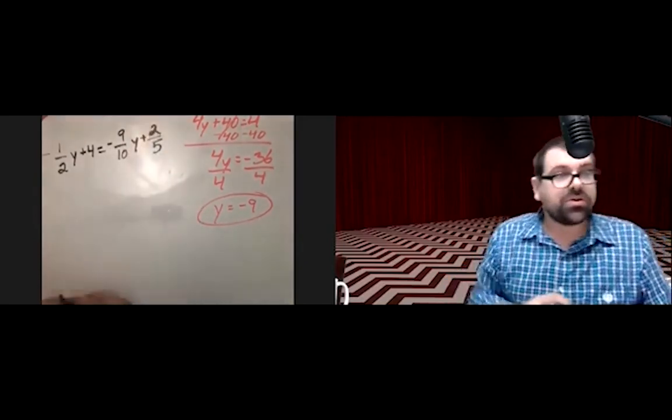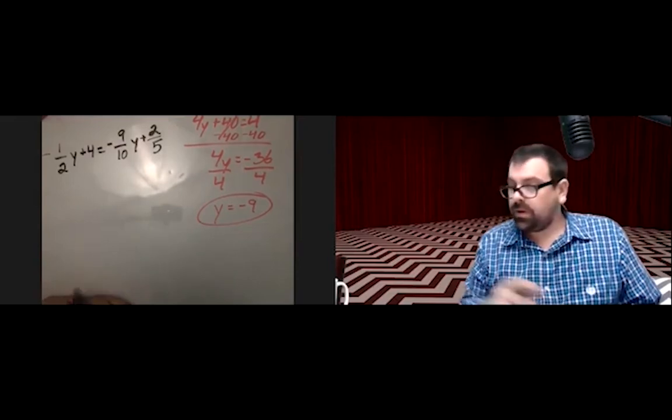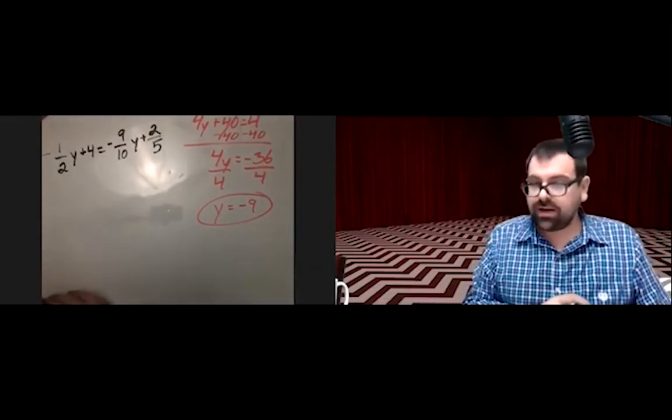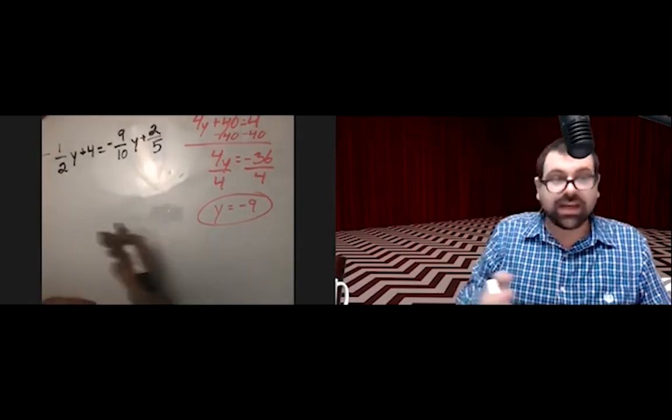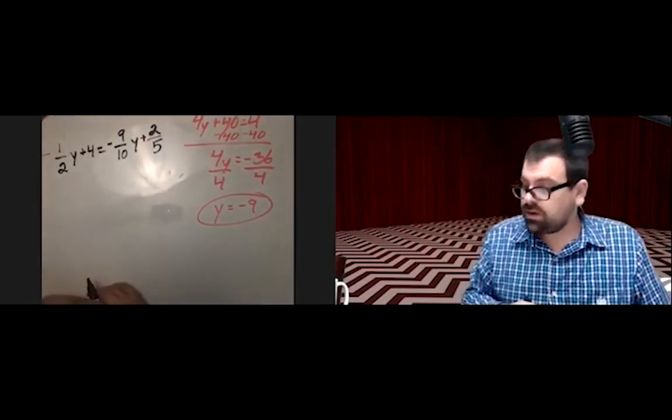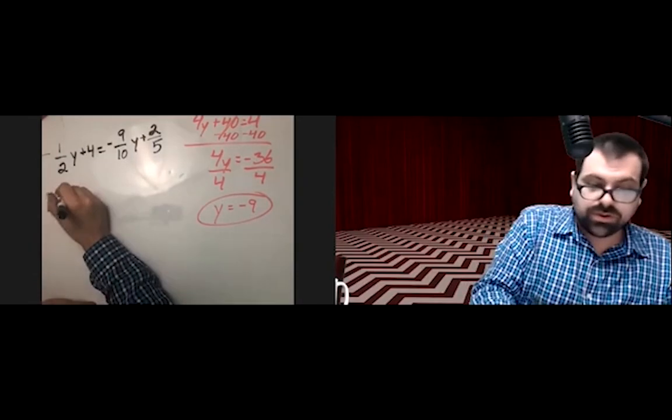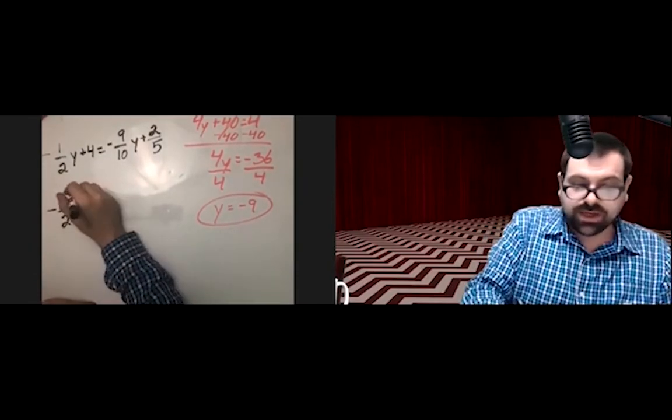We can take the original problem. We can plug negative 9 in for y. The checking is going to involve some fraction work. You don't have to check if you just want to risk it.